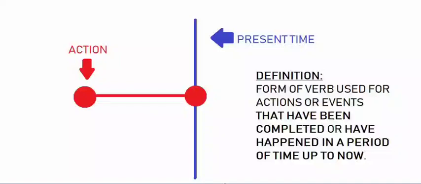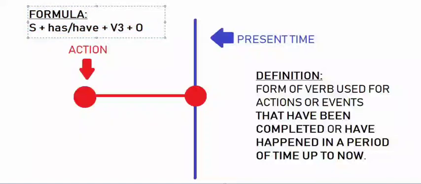That brings us to the definition of the present perfect tense. I have drawn this kind of diagram just to indicate that the action has either been completed already or has happened in a period of time up to now. Once again, I want to talk about events that have been completed or have happened in a period of time up to now.